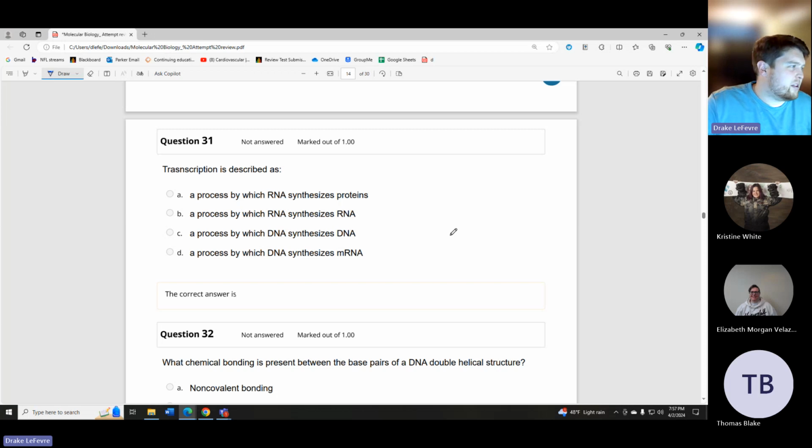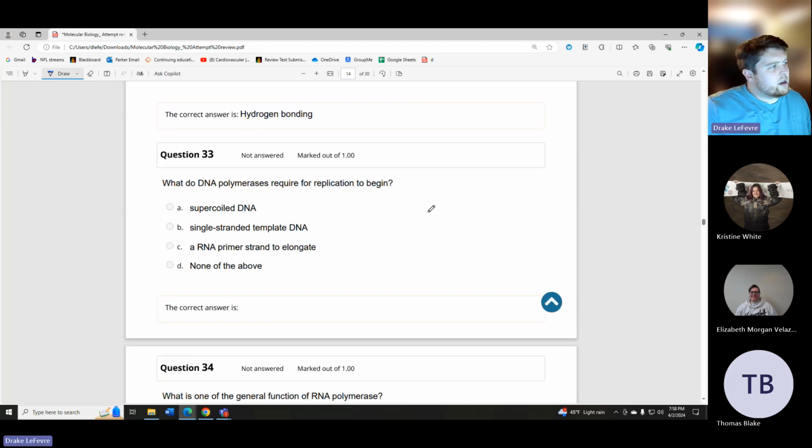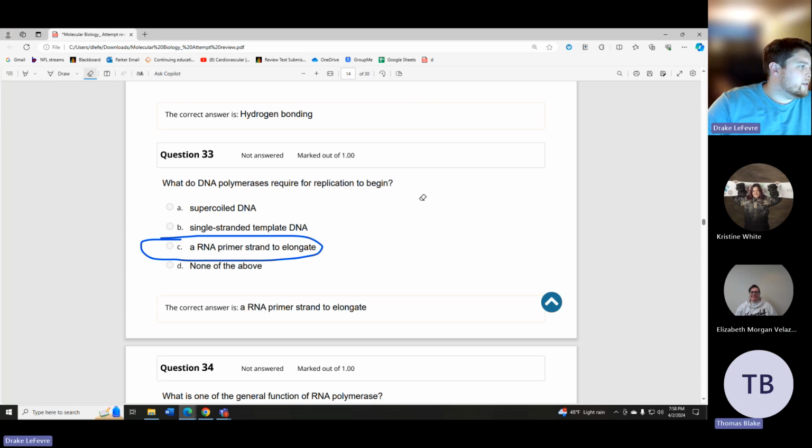Transcription is described as which of the following? RNA synthesized by DNA. So D. Yeah. DNA synthesizes our mRNA. What chemical bonding is present between the base pairs of DNA double helical structures? Hydrogen bonding. Same as our protein stuff. What do DNA polymerases require for replication to begin? RNA primer. Yeah, you have to prime it before it can do its thing.